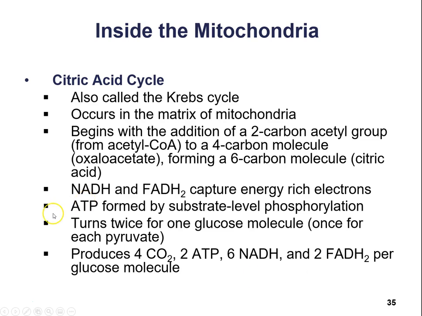You'll also have NADH and FADH2 formed. Remember, we talked about NAD+ being converted to NADH. They're electron acceptors, taking those electrons and bringing them to the electron transport chain. You get some ATP formed by substrate-level phosphorylation. It's going to turn twice per glucose molecule because from 1 glucose molecule, you're generating 2 pyruvates. It's going to produce some carbon dioxide, ATP, NADH, and FADH2 per glucose molecule. So this is telling you how much of each of these things is produced.